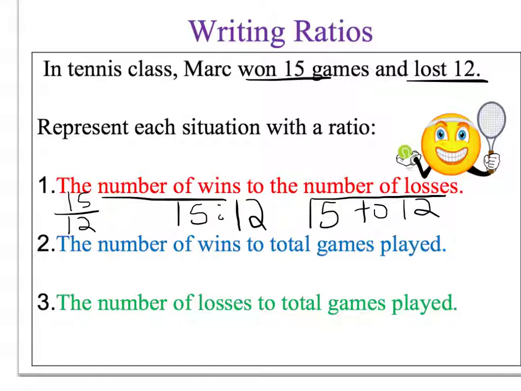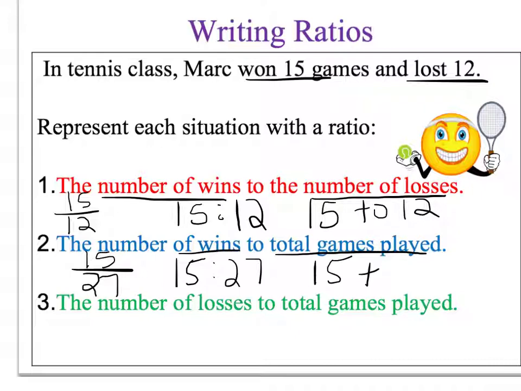The number of wins to the total games played. Okay, so wins are 15. And total games, I'm going to add them up to figure out the total games, which will give me 27. Okay, I can also write it using a colon and using words, 15 to 27.